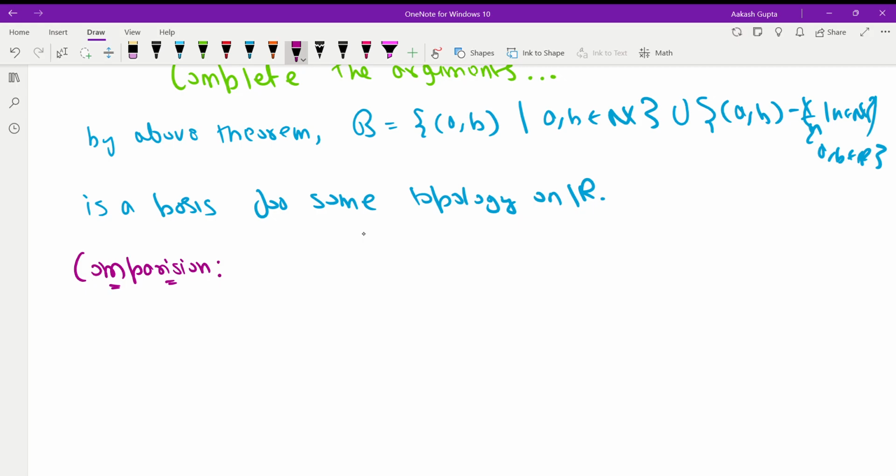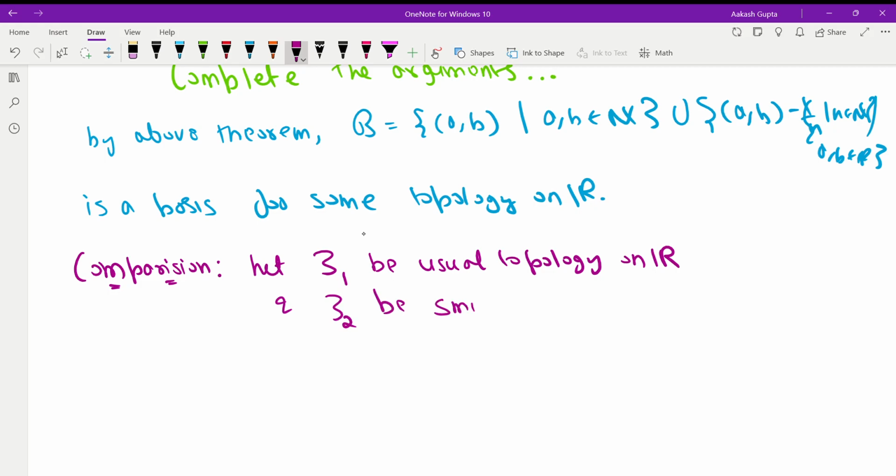So, comparison of what? We have many topologies on R. Let me compare two. Let tau 1 be the usual topology. You know what the usual topology is? The real line on R. And tau 2 be the Smirnov topology on R. Okay, so let us see the comparison.